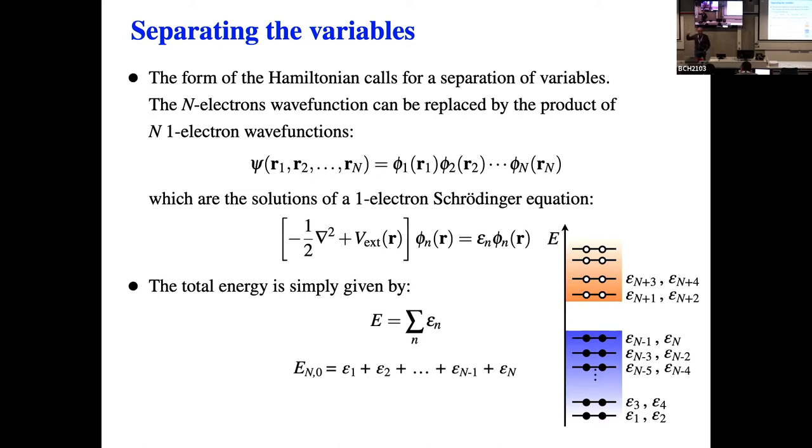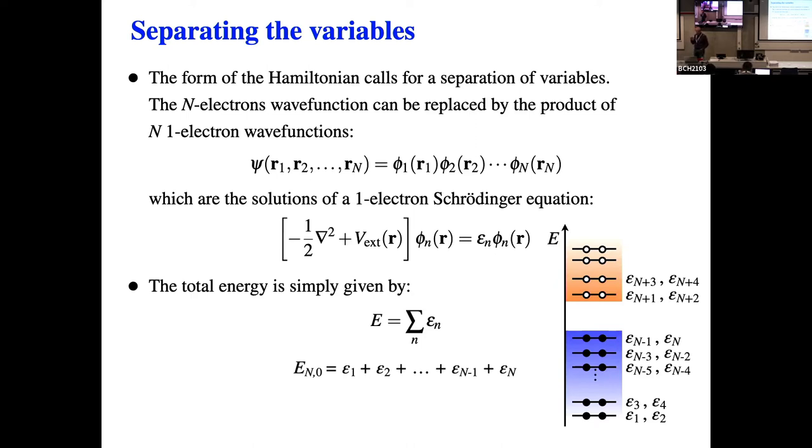Okay. In that case, each of the phi can be found as the solution of a one-particle Schrödinger equation. So that's the kinetic energy of that electron, the external potential, and then we get the phi. Okay, so this is very easy mathematics. And in that case, the total energy of the system is given as the sum of each individual energy of the particle, of the states that are occupied.